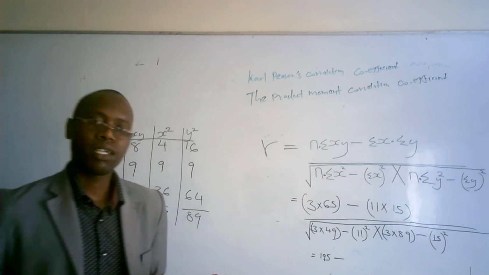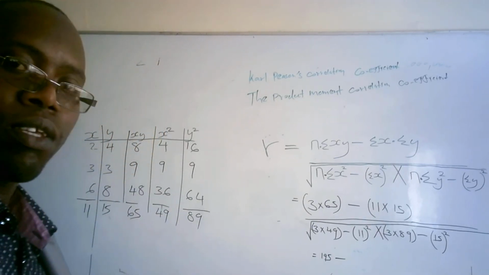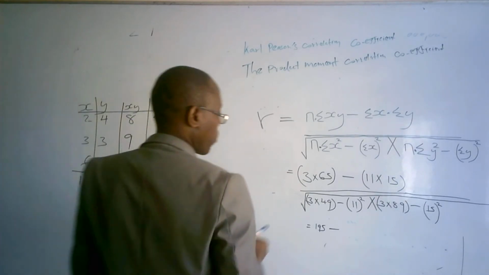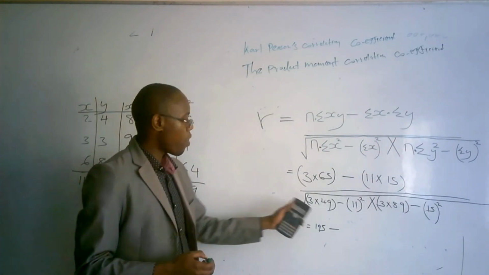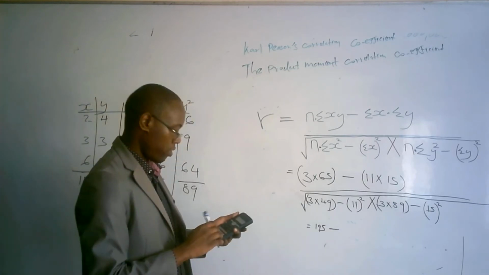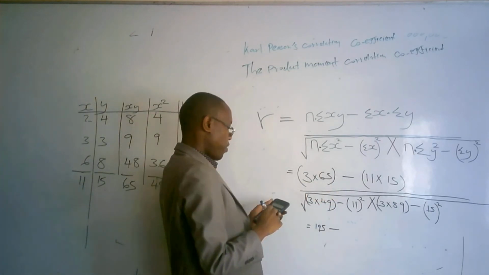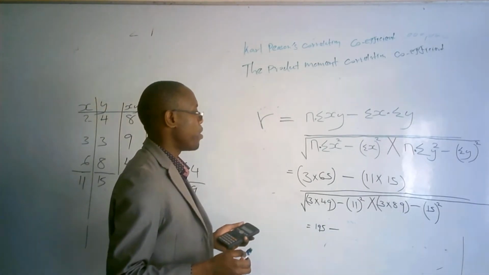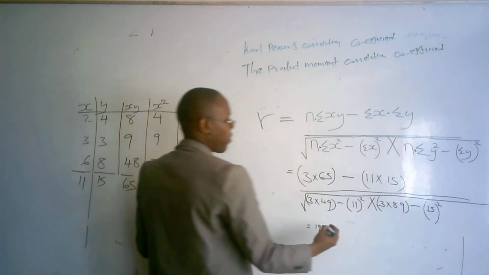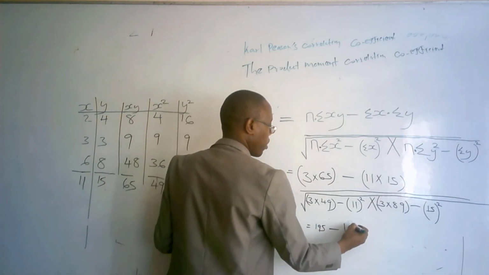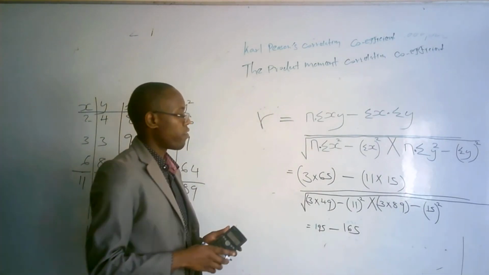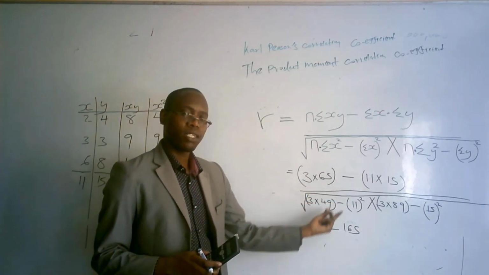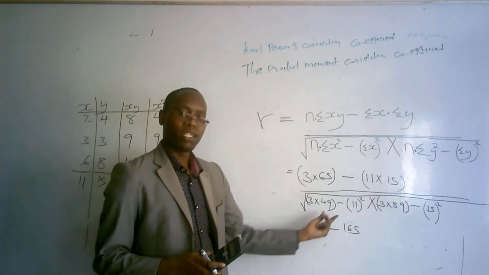Let me just adjust the camera so that you can see everything there. So it's going to be 195, you minus 11 times 15, which is going to be 165. So it was all about the numerator. Let us now go to the denominator here.